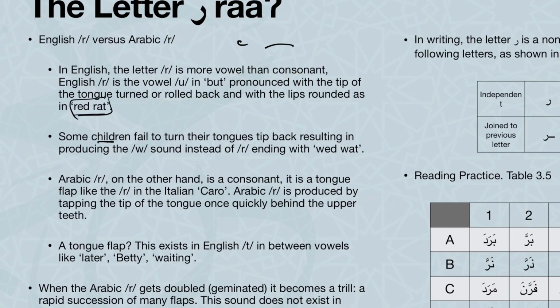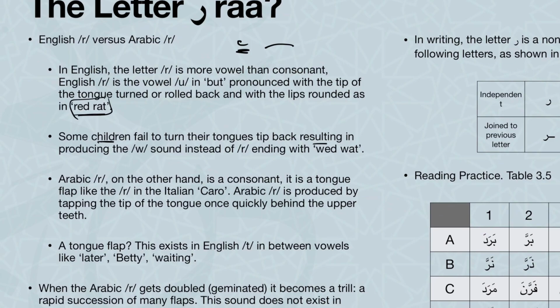Now, some children, even in American English, cannot flip their tongues backward. They cannot do that flip. They cannot bend their tongue like this. And when they try to say the letter R, it comes out as w. I think a lot of you have heard a kid say widwat, we, because they could not bend their tongue backwards. They're trying to produce the R sound, but they cannot roll their tongue.